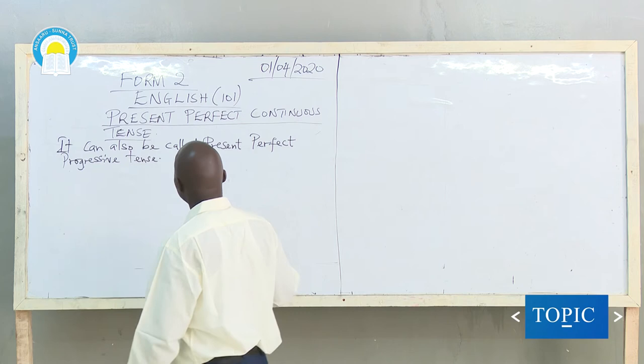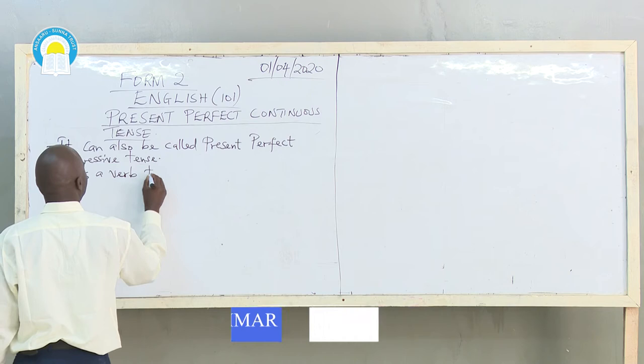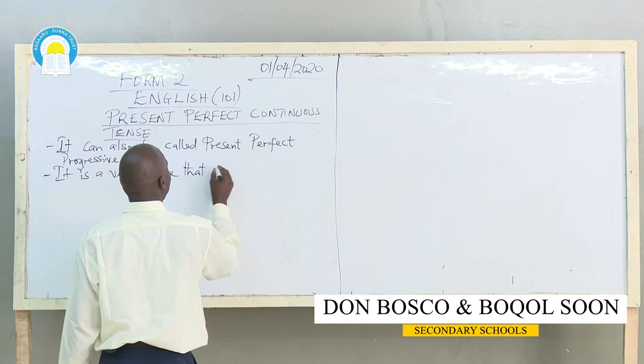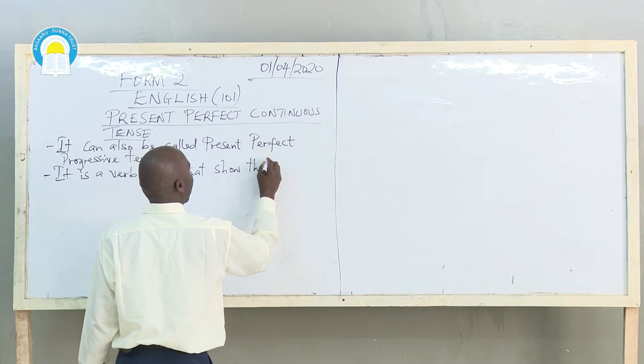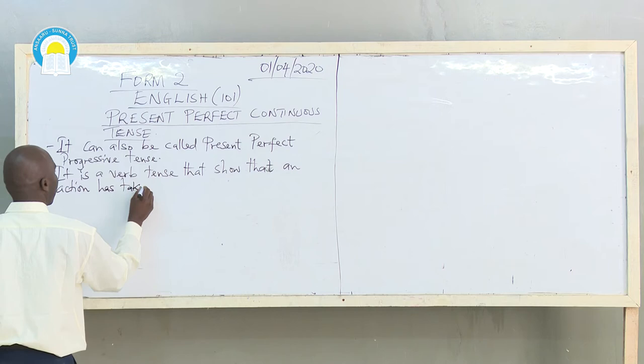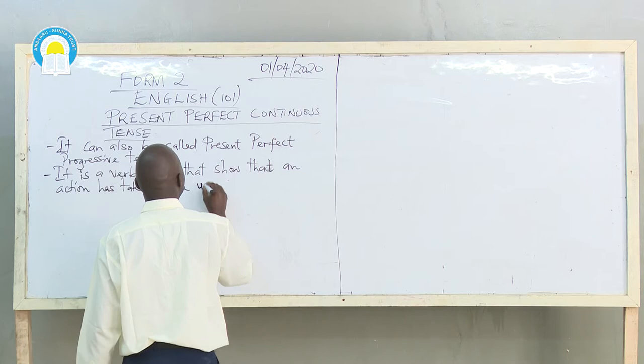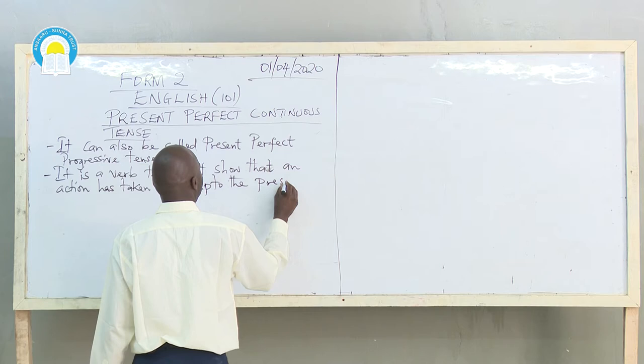So this simply means it is a verb tense. It is a verb tense that shows that an action has taken place and still is in the process up to the present time.